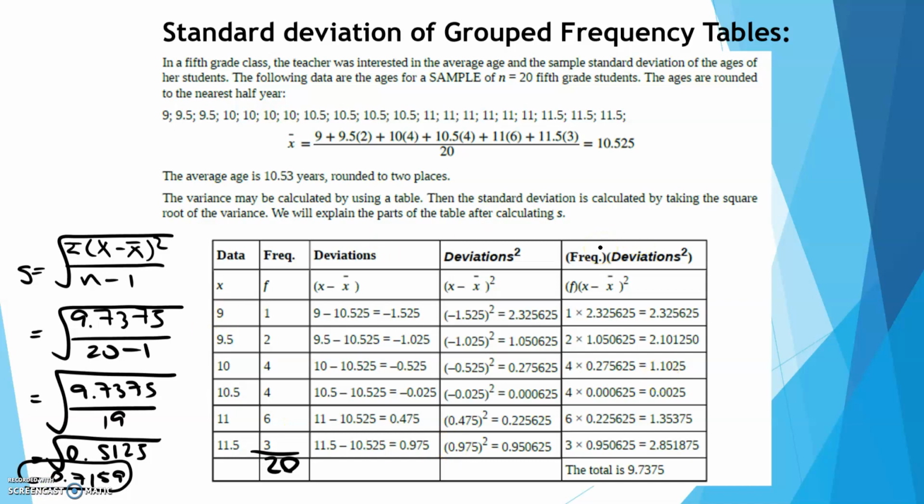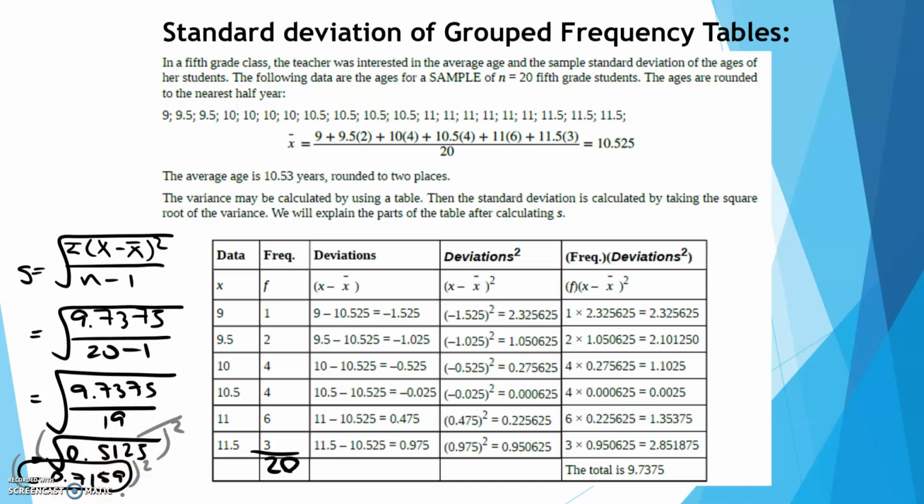Now, if it said, hey, find the variation for this table, well, then remember that standard deviation, you square that to get to variance. So if I square this number, which is the same thing as the number before it, the square root and the square cancel out, so the variation is actually the number that is inside of the square root before you square it. So that 0.5125, that's actually the variation.